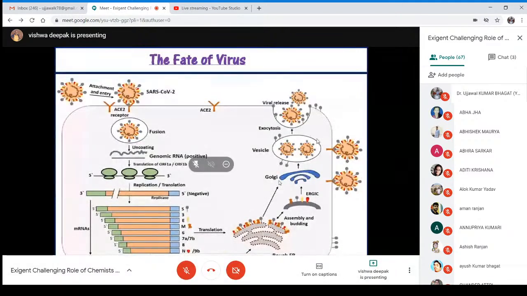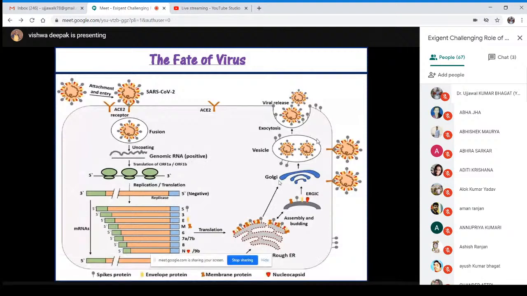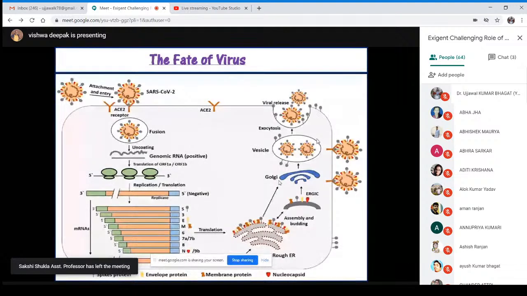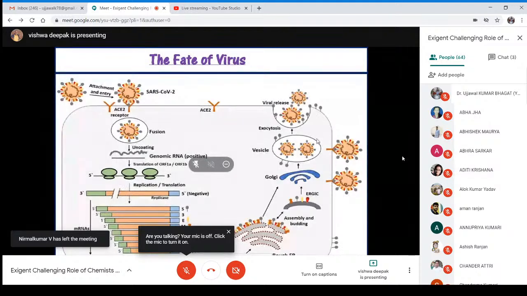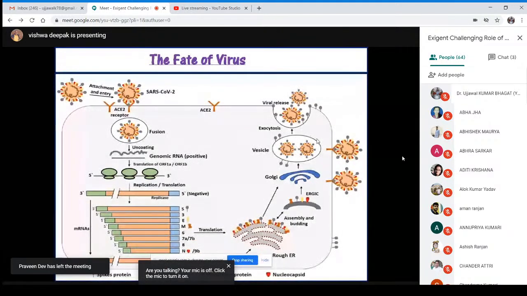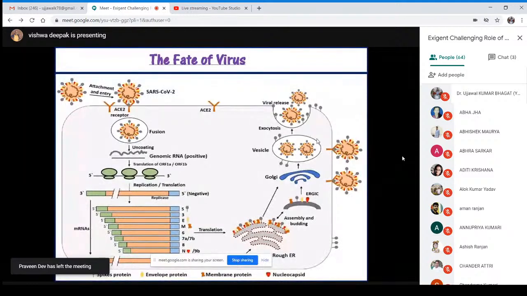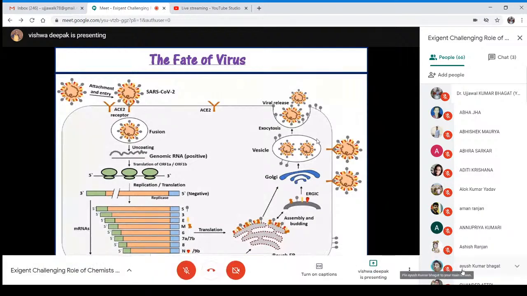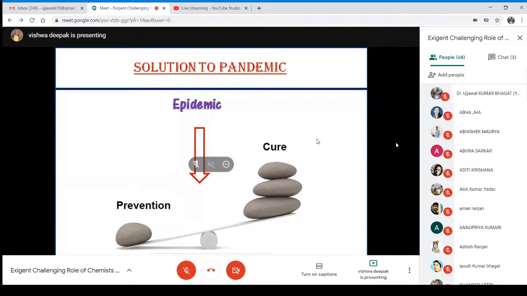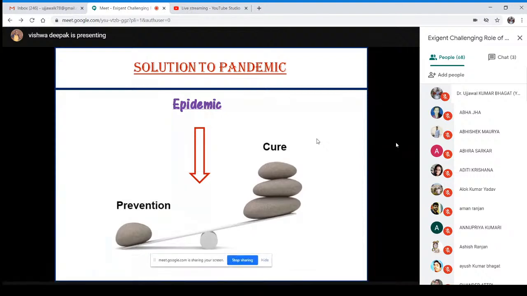When the virus gets inside the body, it goes through translation to increase its genetic material, and it creates more and more viruses. This is the cycle: after it enters the body, the genetic material replicates and the number of viruses increases. This cycle goes on making dangerous viruses in the body. So once it has entered, the problem becomes a pandemic.